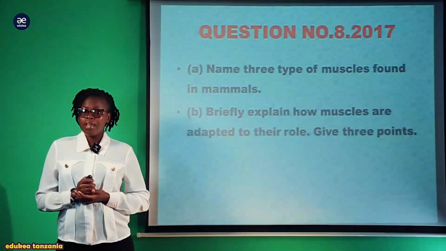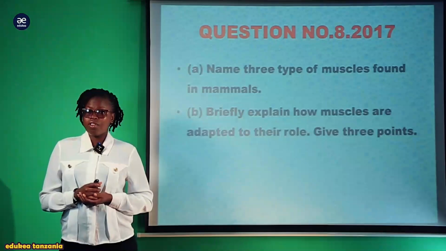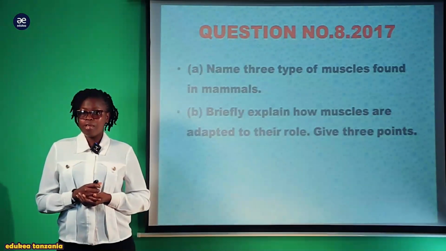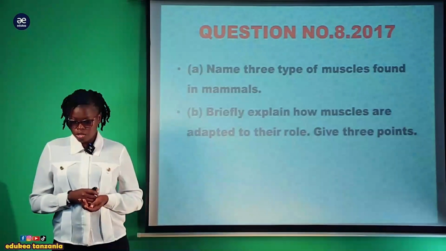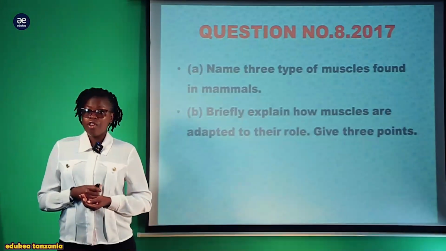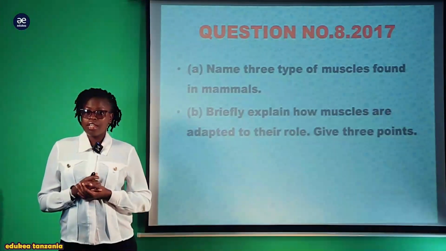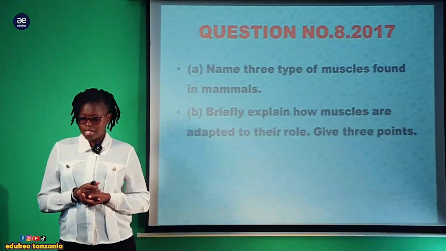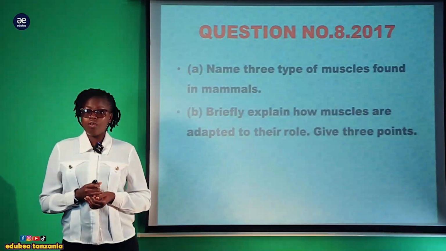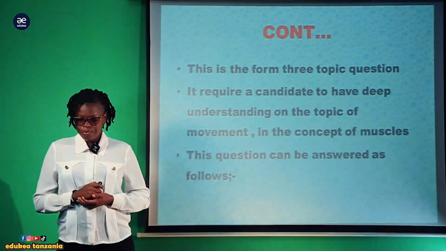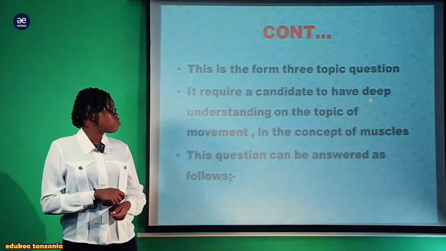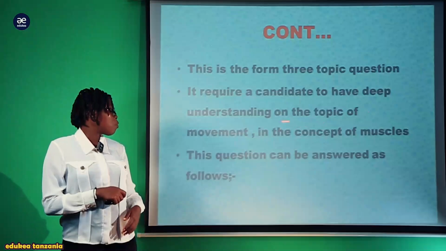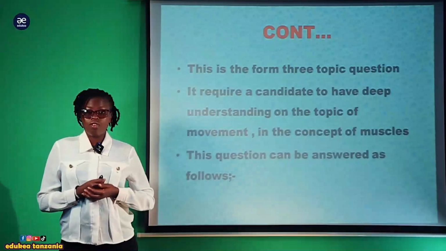How this muscle brings about the movement of different bodily organs so as to ensure that a human being or any organism tends to locomote from one place to another, also to move in one direction and another so as to get their necessities, also to perform different cellular activity. So this is a Form 3 topic question. It requires a candidate to have a deep understanding of the topic of movement in the concept of muscle.